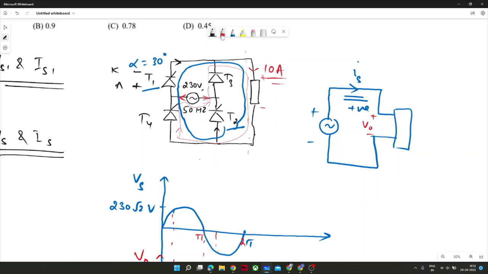Are you able to follow this? Let me draw once again. Let me erase the earlier part so that I will be able to show the current direction again. See, if T1 and T2 are conducting, then the current direction would be this. You agree till this point?